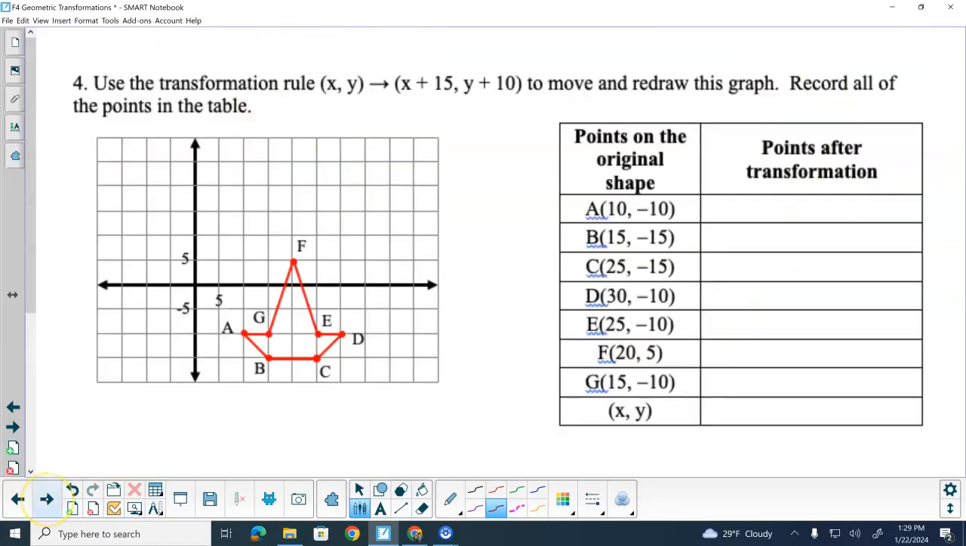On the back side, I would like you to now, using this rule right here, x plus 15 and y plus 10, okay? Using that rule, I would like you to replot this.